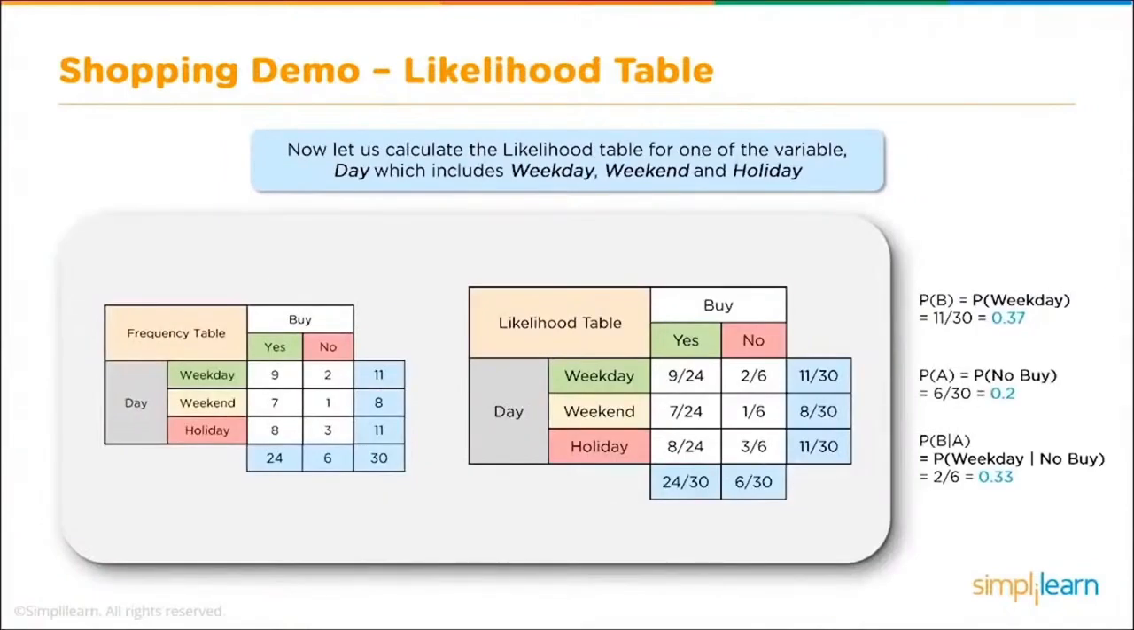Now let us calculate the likelihood table for one of the variables. Let's start with day, which includes weekday, weekend, and holiday. And let us start by summing all of our rows. So we have the weekday row, and out of the weekdays there's 9 plus 2, so it's 11 weekdays. There's 8 weekend days and 11 holidays.